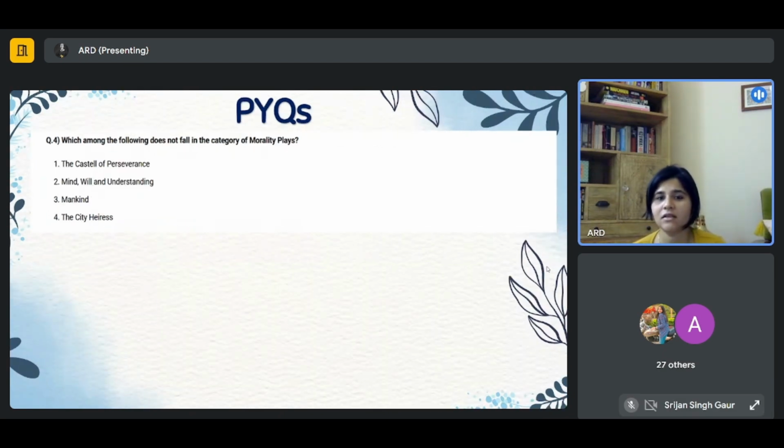So which one of these is not a morality play? Three of them are morality plays. One of them is not. Which one is it?